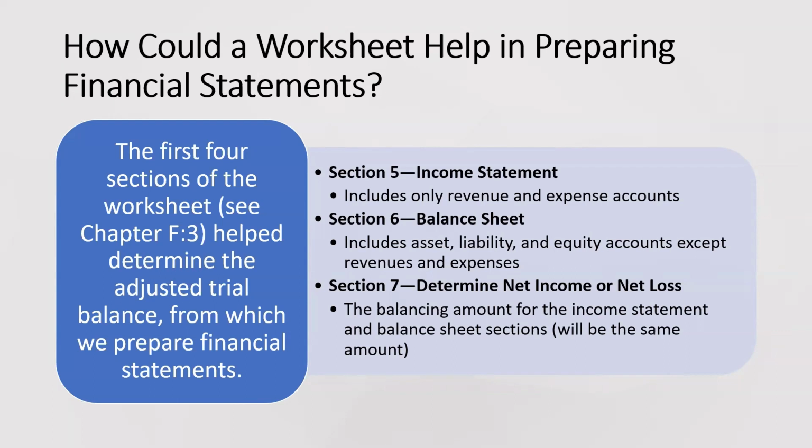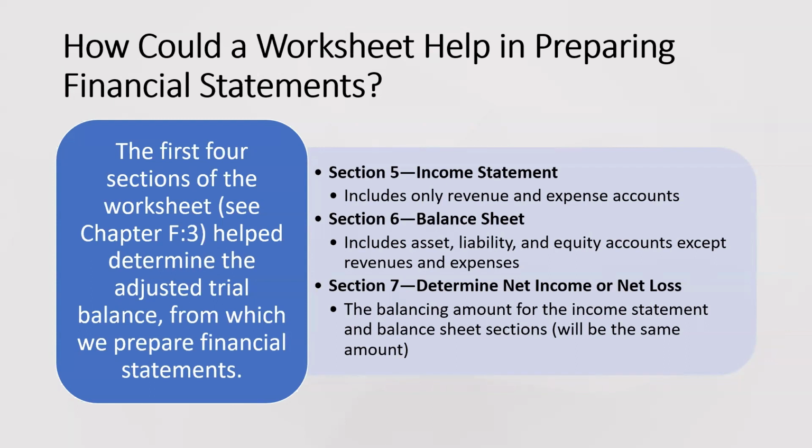Second, the balance sheet section comprises asset and liability accounts, along with all equity accounts except revenues and expenses. You would transfer the balances of these accounts from the adjusted trial balance section to the appropriate columns within the balance sheet section.